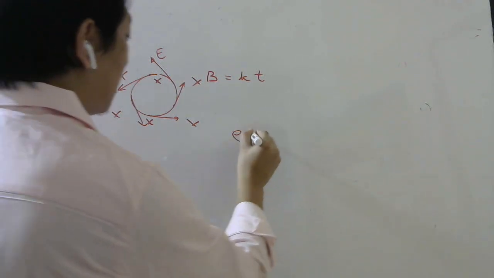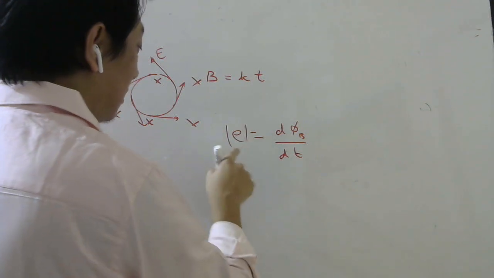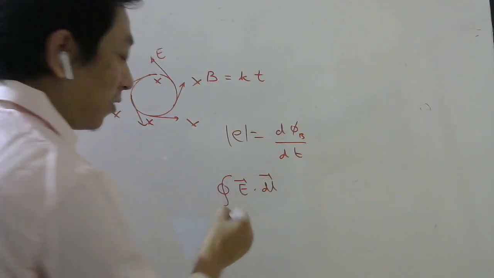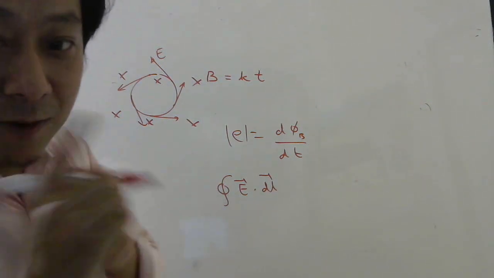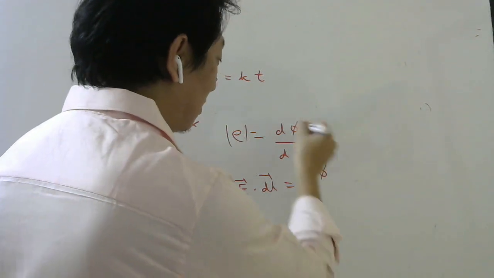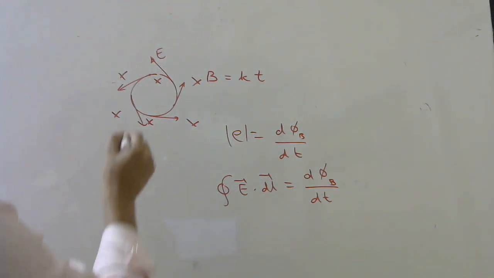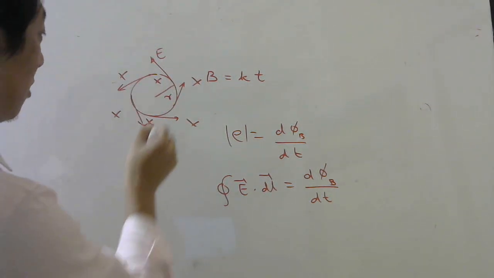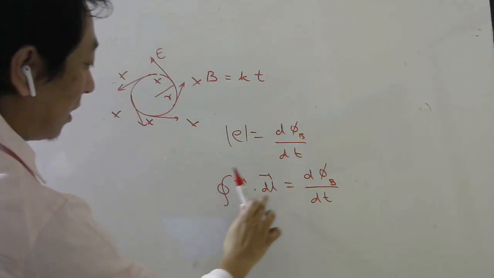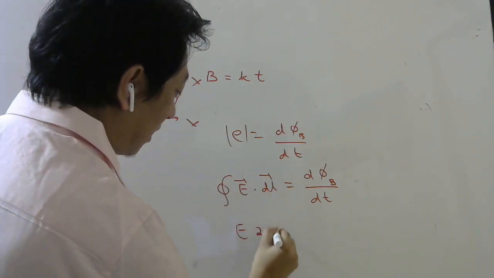So Faraday's law says EMF equals d phi by dt. And this EMF we can write as closed integral E dot dl. If you compare with Ampere's circuital law, there it was B, here it is E. And there it was rate of change of electric flux, here it is magnetic flux. The radius of the ring is r. Now E is circular, at every point E is tangential, no? So E and dl everywhere will be in the same direction. So this will give you E into 2 pi r.